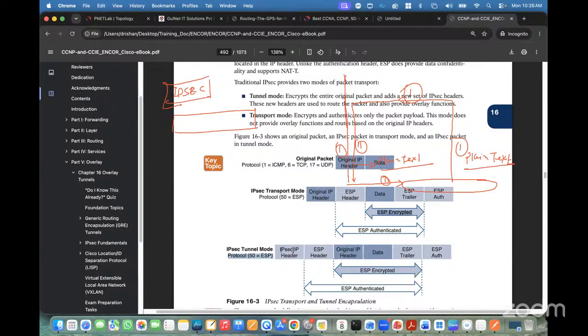So for that, a new header is added. So you find this new header IP address, but your original IP is still hidden. It is only visible if you apply the decryption. So you will understand this later on.